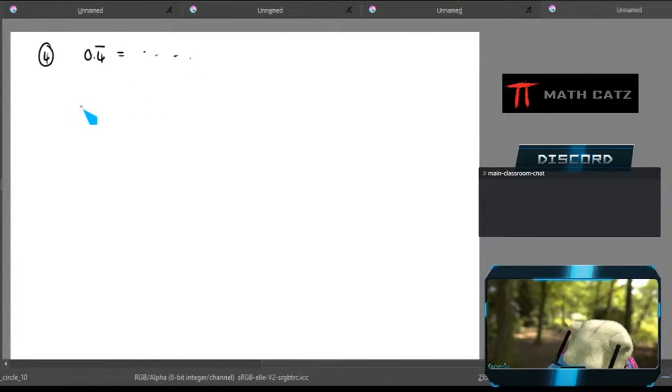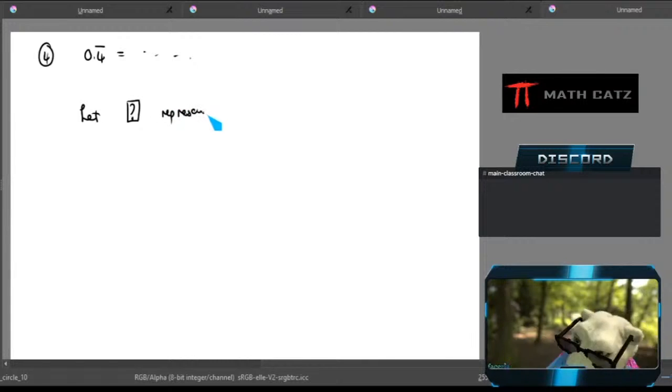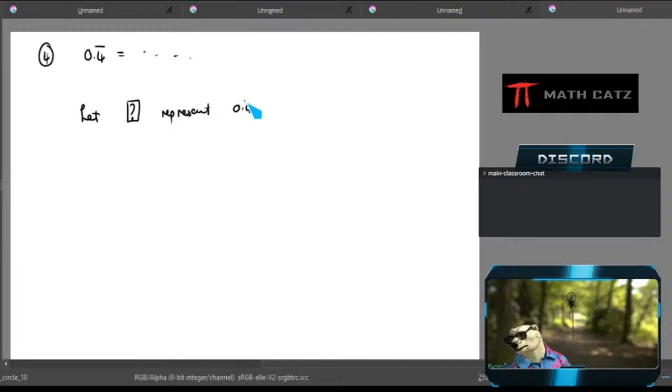This is going to be my method. And it's not something I made up. This is the method. I'm going to use whatever symbol I want. I'm going to use question mark in a box because it makes me feel comfortable. I'm going to let that represent the decimal number that I am working with.